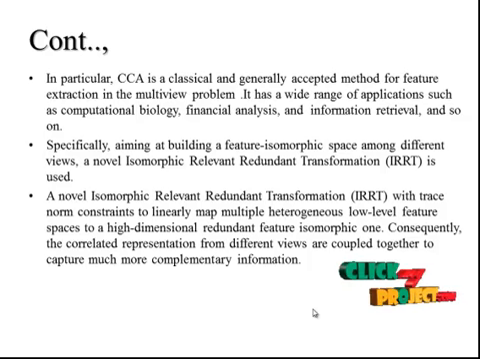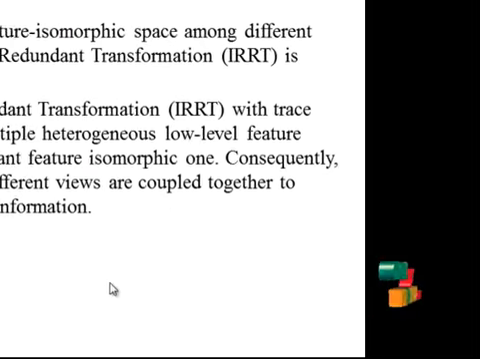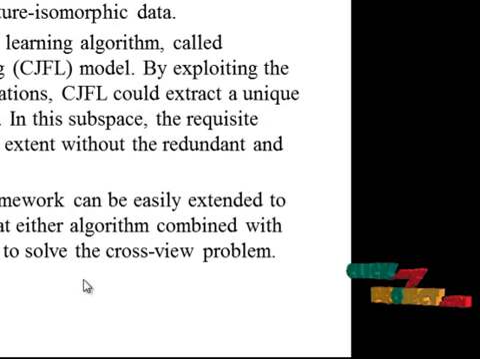A novel isomorphic relevant redundant transformation (IRRT) is used. It uses a trace norm constraint to linearly map multiple heterogeneous low-level feature spaces to a high-dimensional redundant feature isomorphic one. Consequently, the correlated representations from different views are coupled together to capture much more complementary information. Furthermore, to mine the semantic consistency among isomorphic representations in mid-level space, we propose a new correlation-based joint feature learning (CJFL) model to extract a unique high-level semantic subspace shared across the feature isomorphic data.